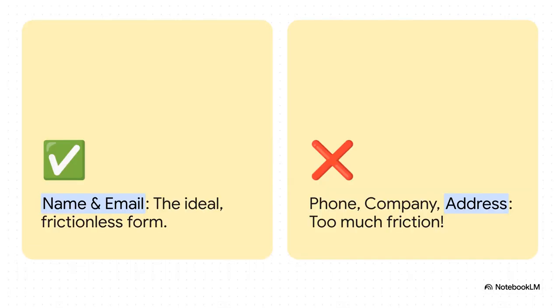Okay, let's talk about the form itself, because this is where so many people go wrong. The golden rule here could not be simpler. Less is more. Every single field you add is another little piece of friction, another reason for someone to just give up and leave. Honestly, in most cases, a name and an email address are all you really need. The second you start asking for a phone number or company details, you can just watch your conversion rate drop.